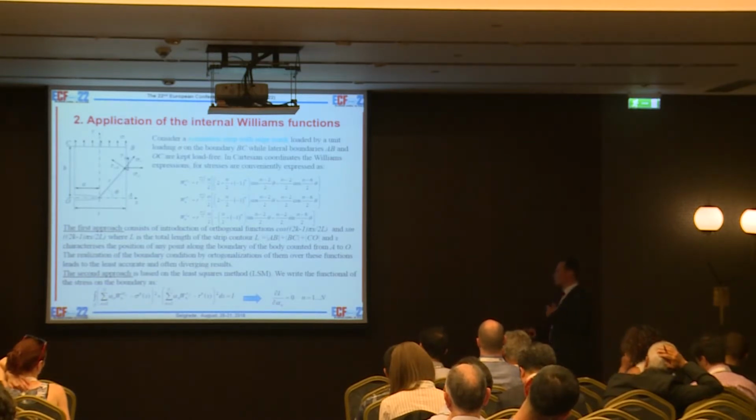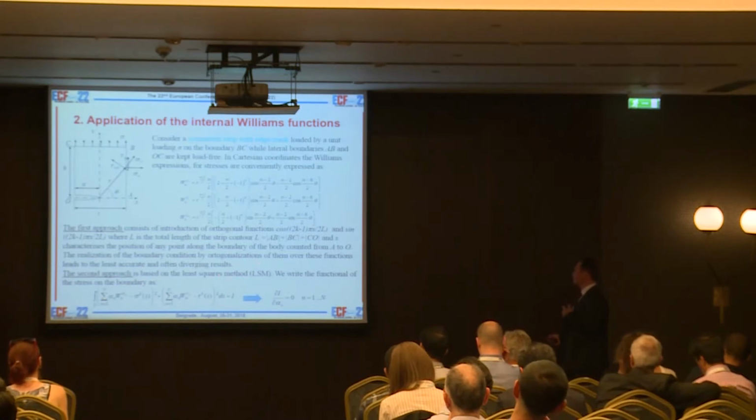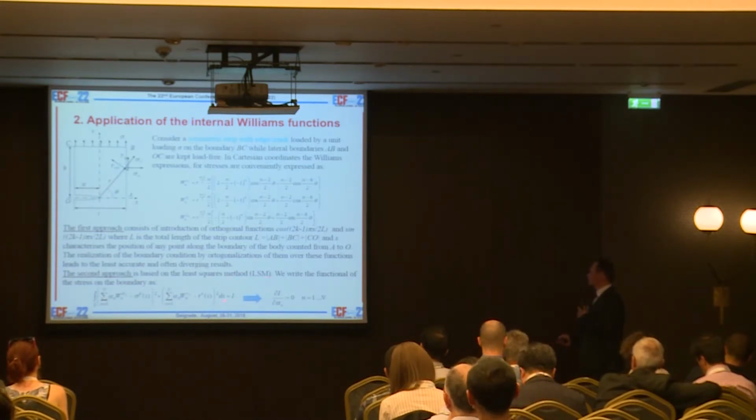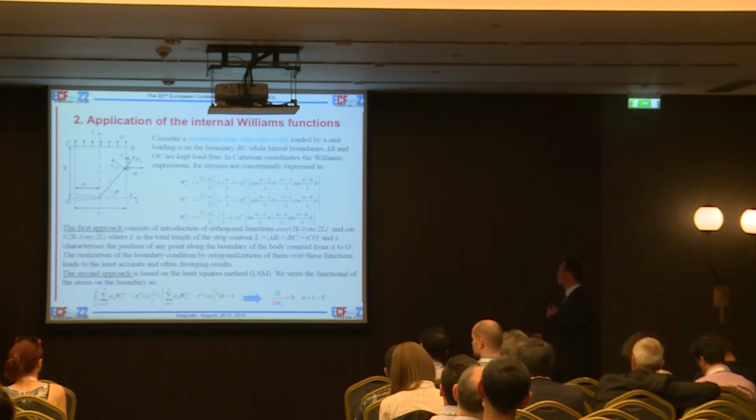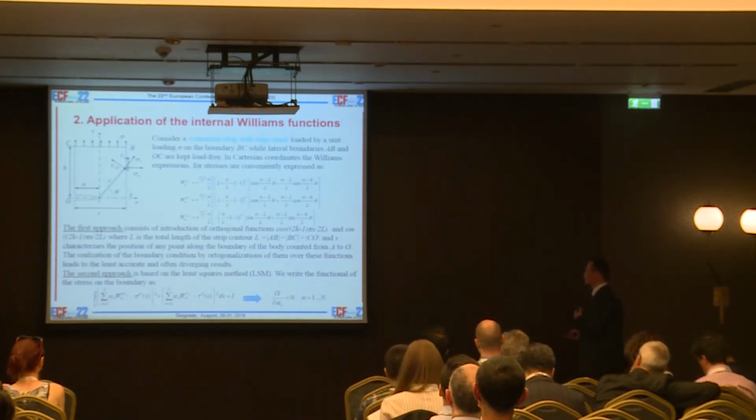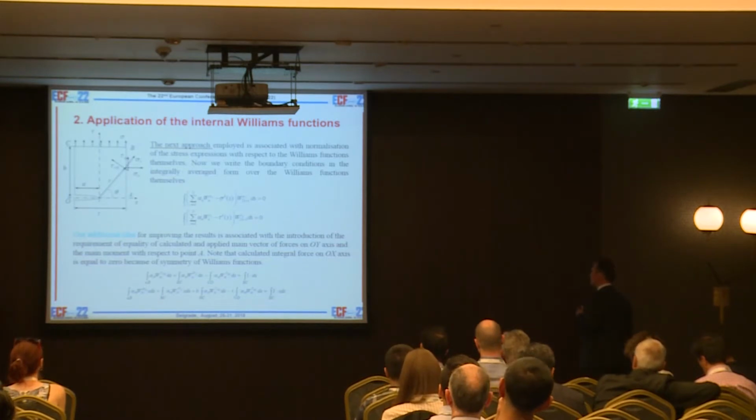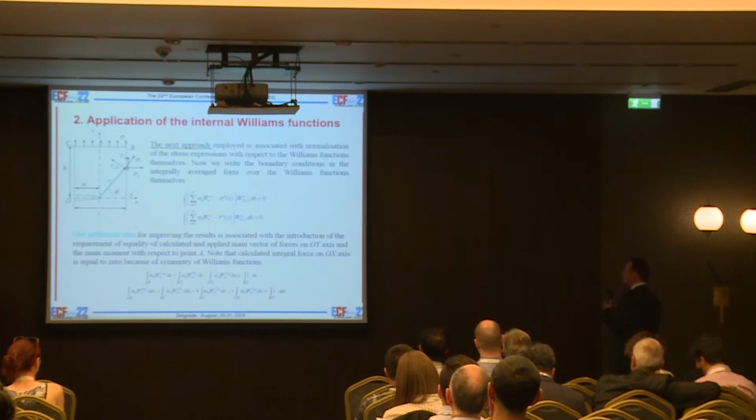The second approach was to use a least square method. We have written down this functional, and using the well-known procedure of the least square method, we can obtain a set of, again, linear equations and solve them. Our next approach was that we have normalized the Williams functions with themselves. Again, we get a linear set of equations. The accuracy is comparable to the previous one when we used the least square method.